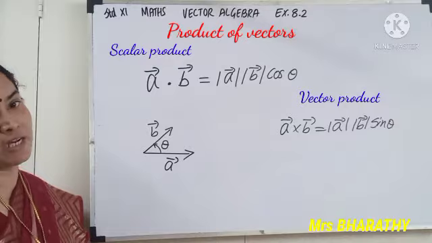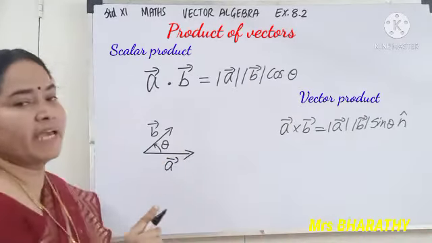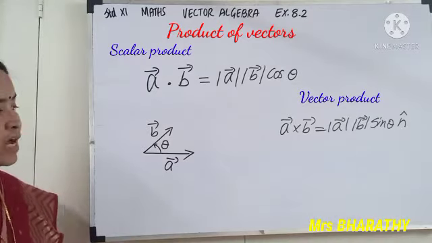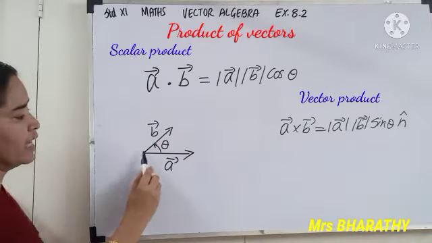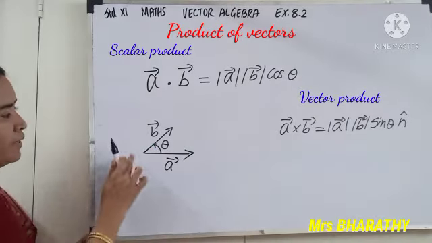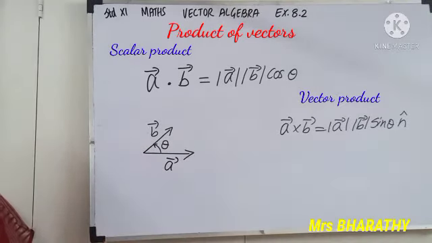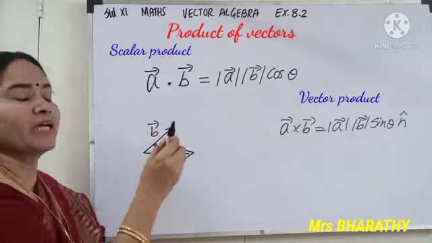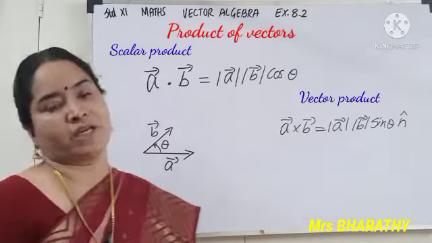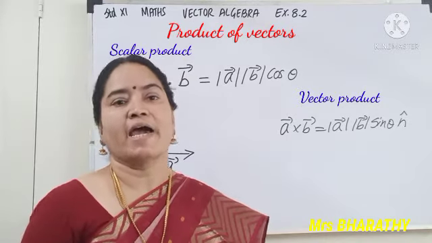We know mod A, mod B, sine theta are again scalars. So to give the vector notation, I give n cap. What is this n cap? It is a unit vector perpendicular to the plane containing A and B. See, A vector is on the board. B vector is on the board. Theta is the angle between A and B. Now where is n vector? It will be perpendicular to the board. So what do I say? N vector is a unit vector which is perpendicular to the plane containing A and B.